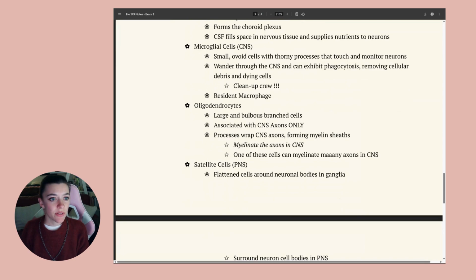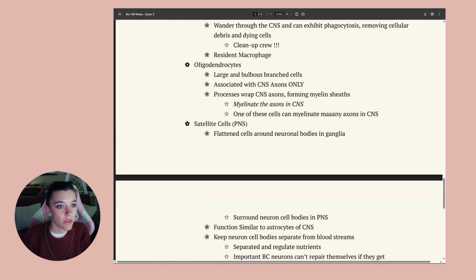Microglial cells are small ovoid cells with thorny processes that touch and monitor neurons. They wander through the central nervous system and can exhibit phagocytosis, removing cellular debris and dying cells. So microglial cells are the cleanup crew. They're coming around, picking up the trash, and doing a great job. They're the resident macrophages.